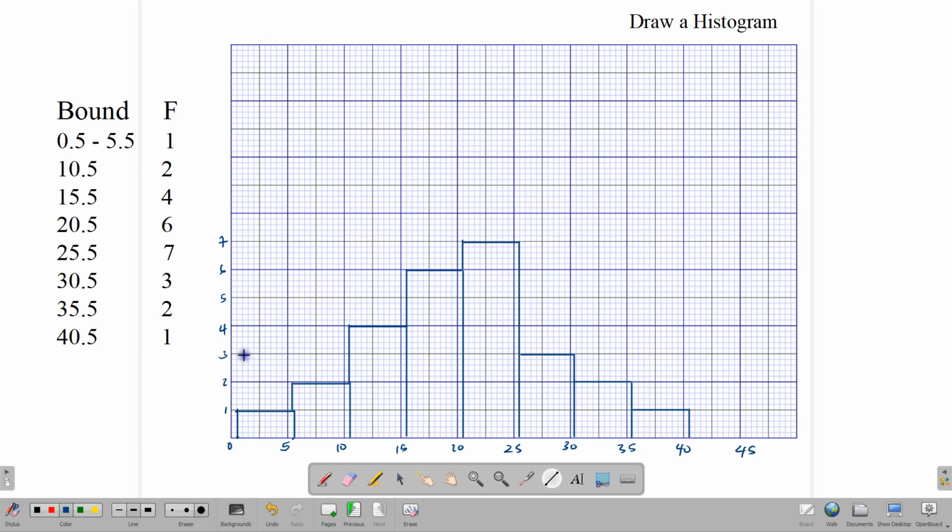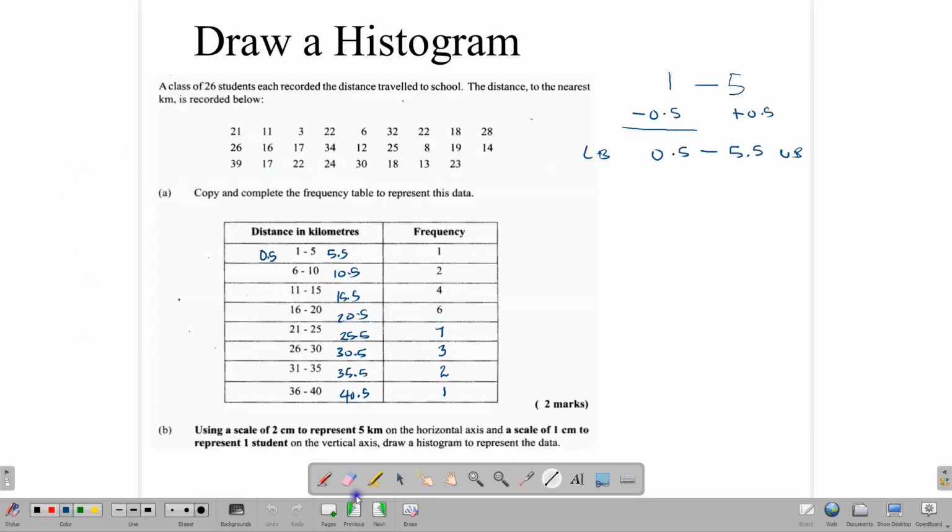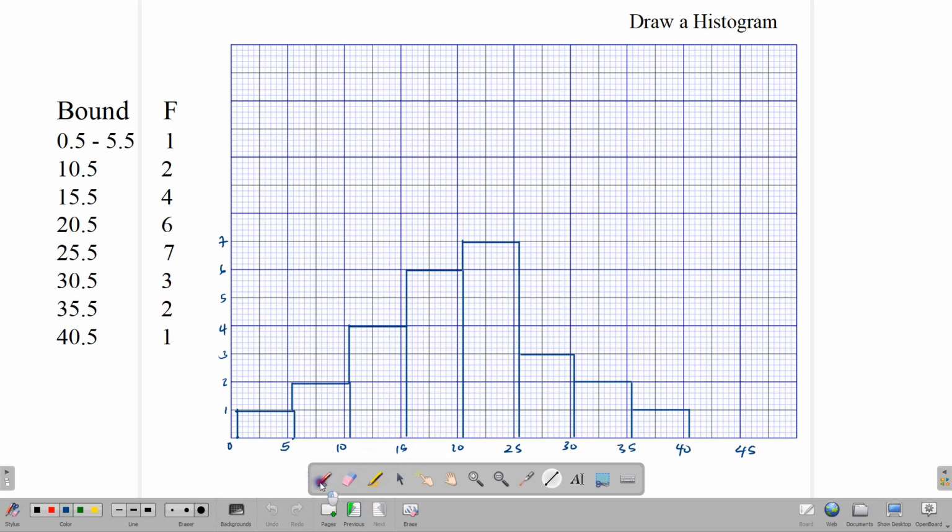Just one last thing to do, and that is to label our graph. So on this one, we have distance in kilometers. Always remember to label your graph. Label your axes rather. And on this axis, we have the number of students.